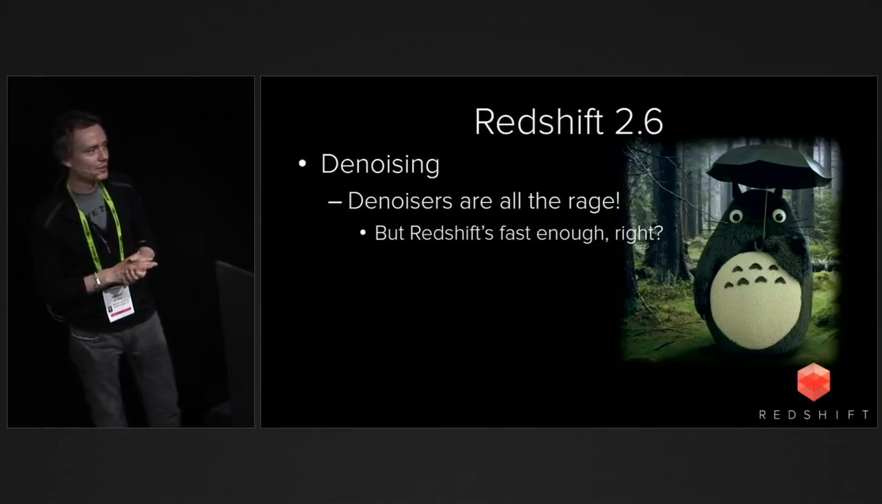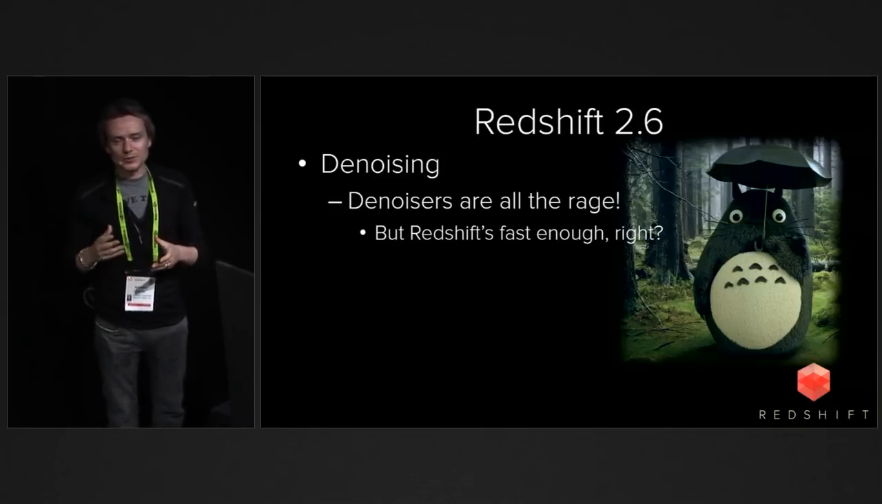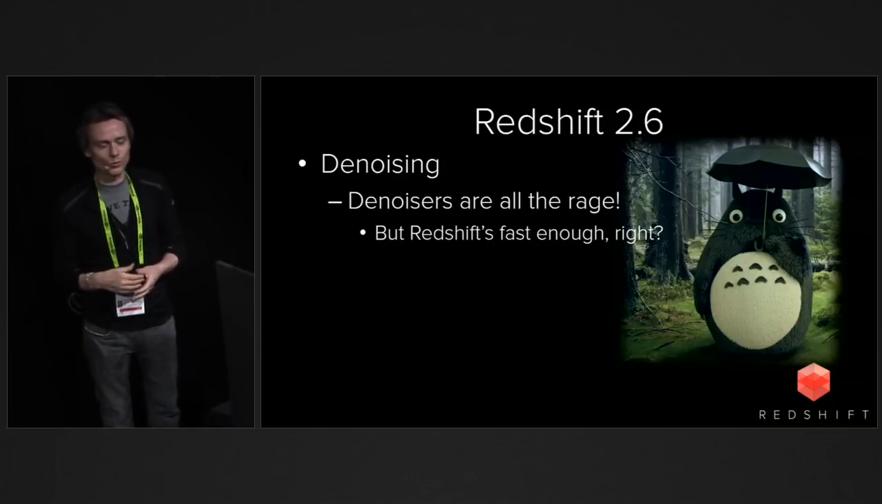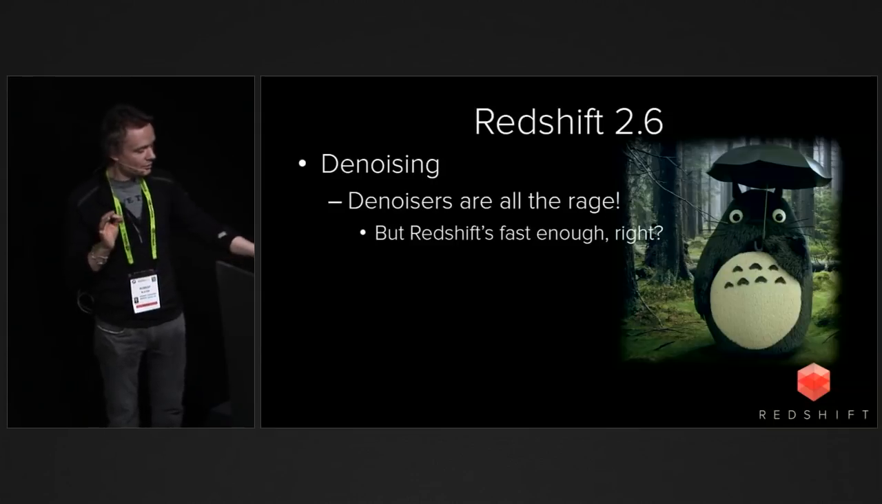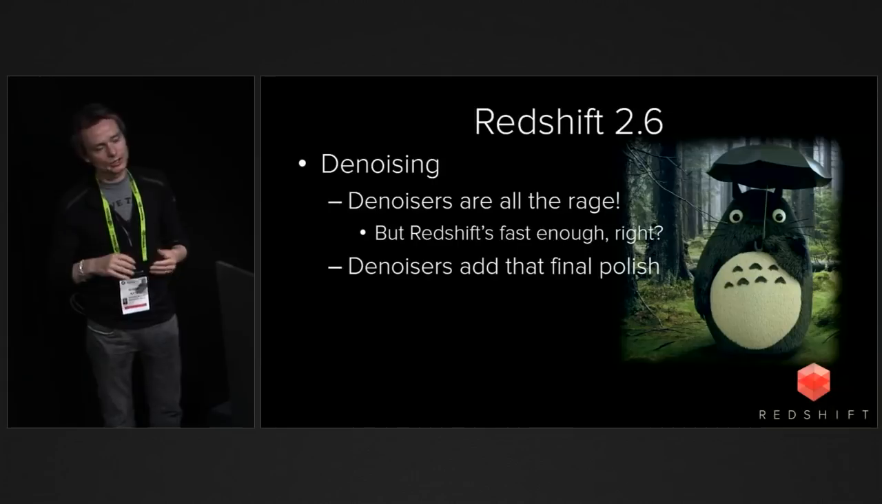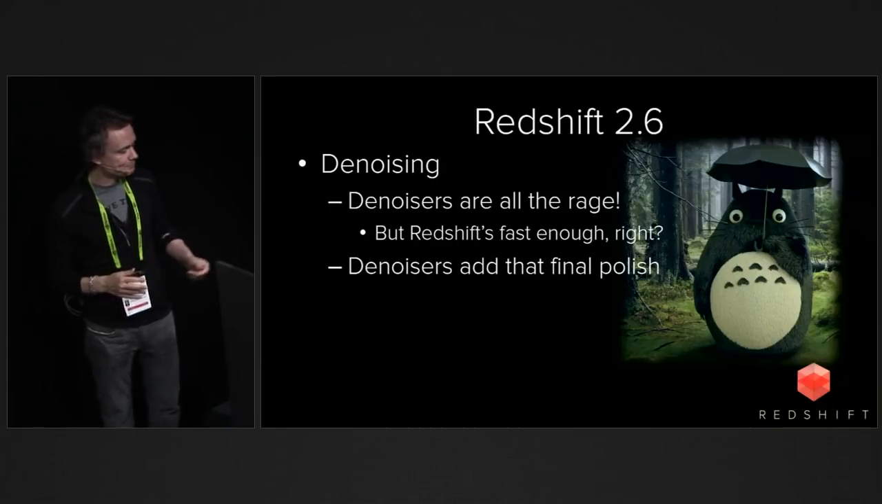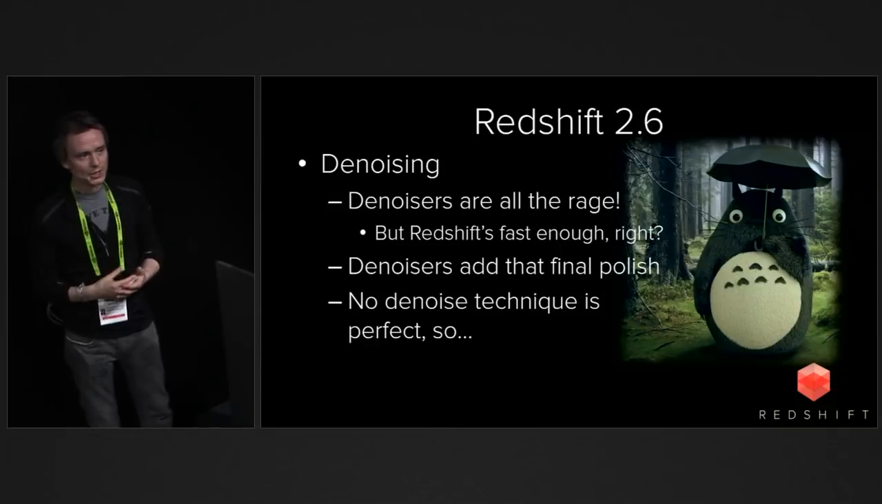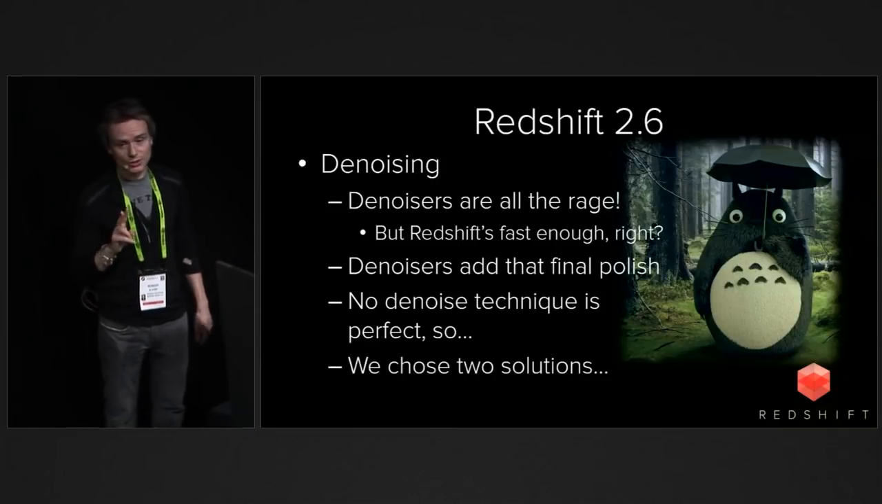Everyone's talking about them, and admittedly, we were kind of hesitant to use a denoiser. We were thinking, well, if Redshift is fast enough, why would we need a denoiser? Well, there are some cases where scenes can be particularly tricky to clean up, so a really good denoiser can add that extra bit of final polish to a frame. And it was important for us that, because denoisers do need a fair few samples to get really good results, we'd have a denoiser that could do production quality rendering. So in the end, we chose 2 denoisers for Redshift.